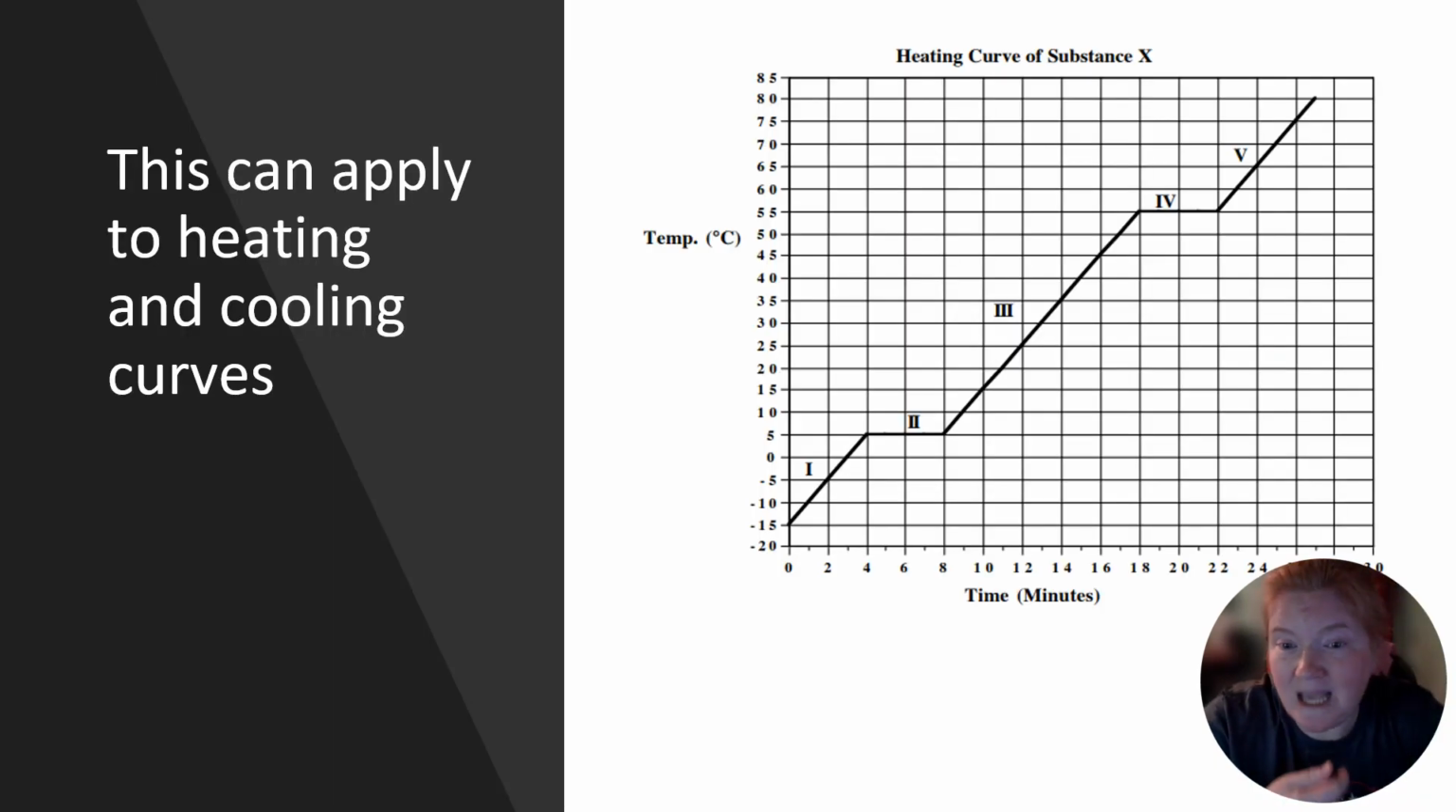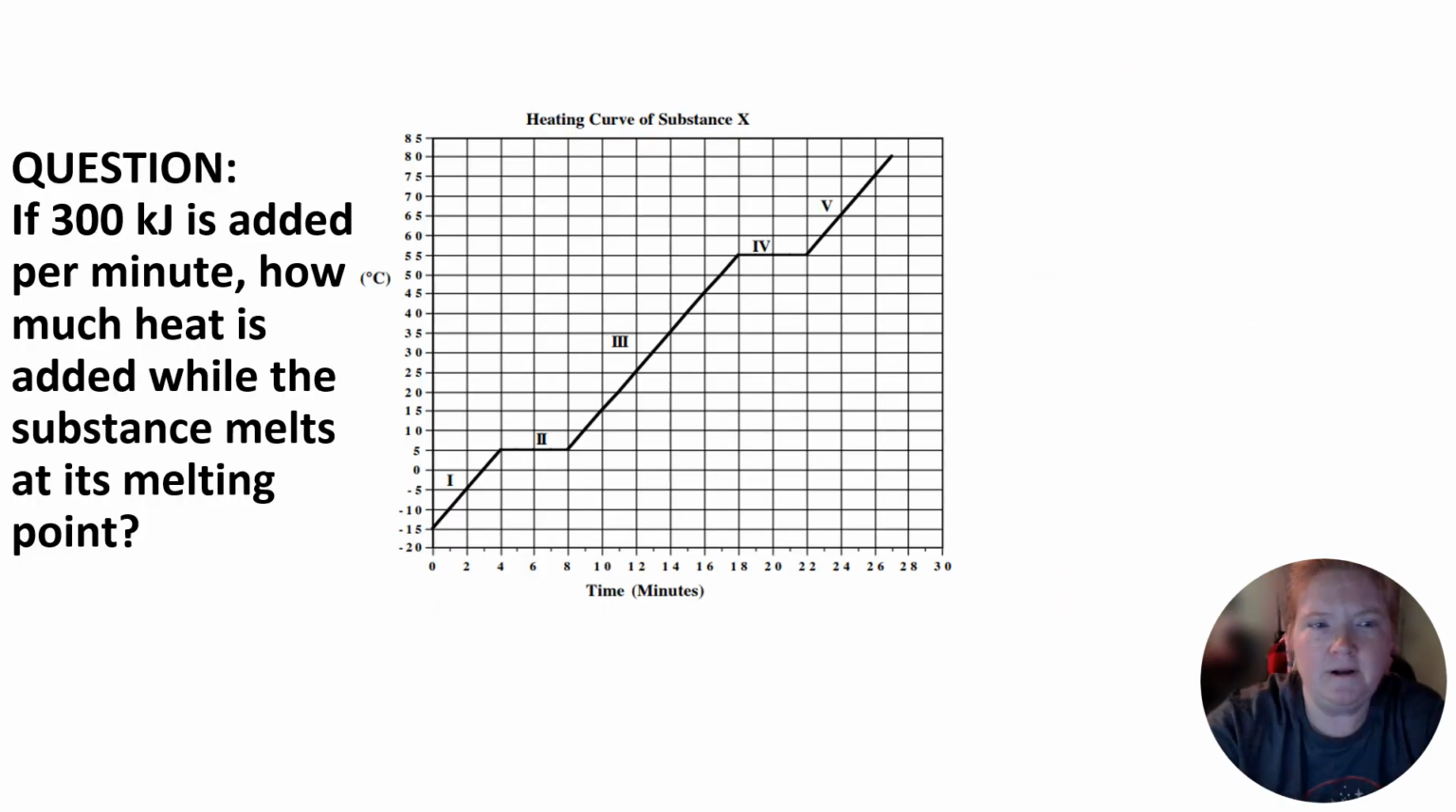Now, these calculations can be applied to heating and cooling curves. What do I mean? Let's look at a couple examples. If 300 kilojoules is added every minute, how much heat is added while the substance melts at its melting point? Let's go through the answer step by step.